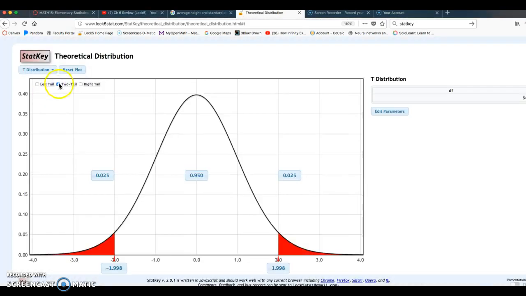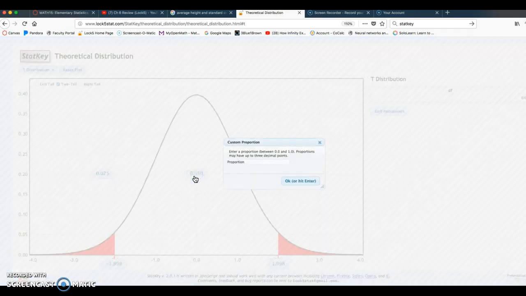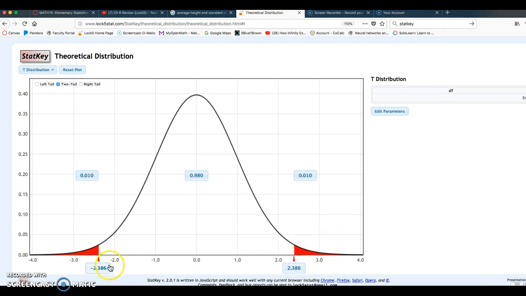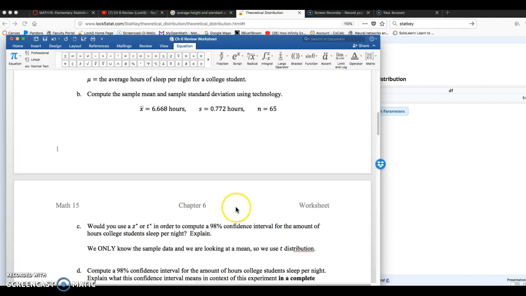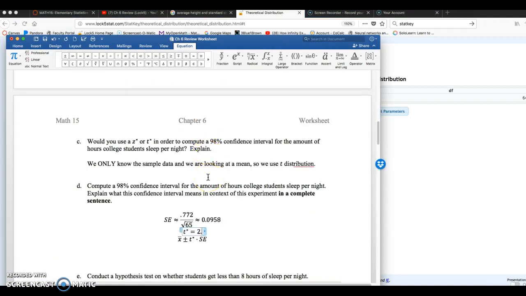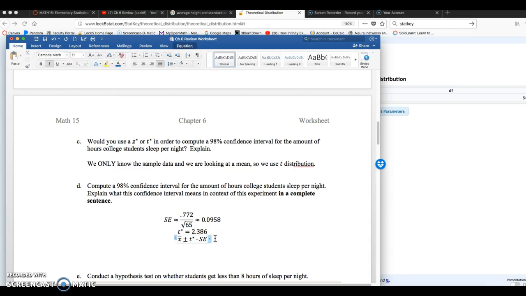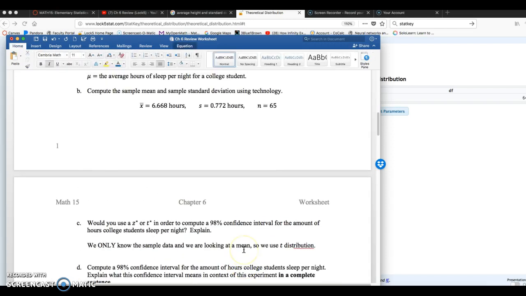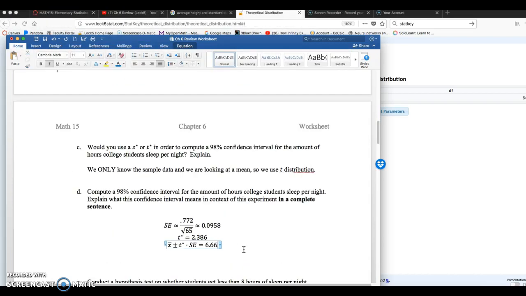And I'm looking for the 98% confidence interval. So I'm going to click on the middle, change that to a 0.98. And I could pick either of these two cutoffs, but I'll pick the positive 2.386. So putting this all together, we get the confidence interval is 6.668 plus or minus 2.386 times the standard error, 0.0958.